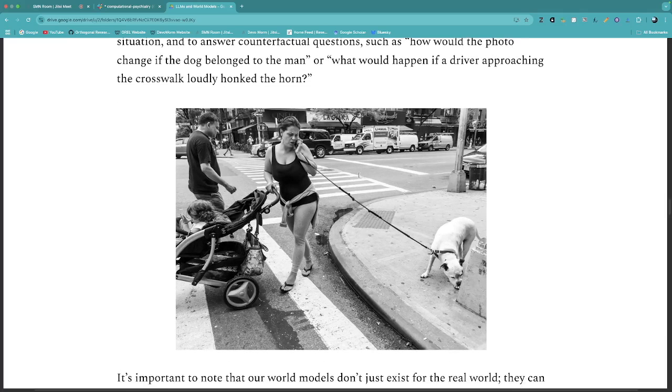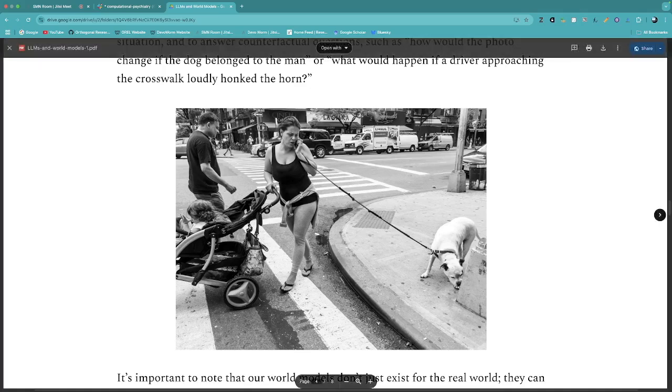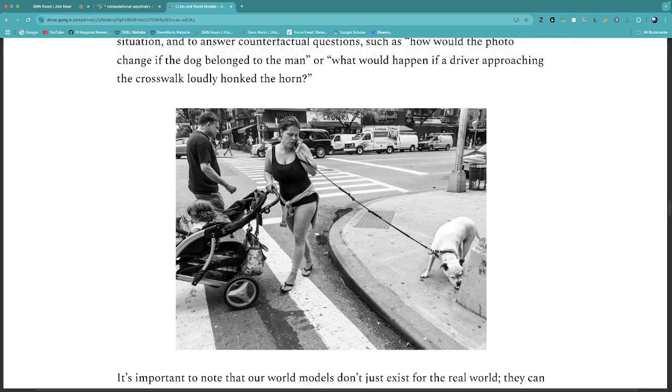So this is the picture here. This is a woman walking a dog and pushing a stroller with a child in it. And she's talking on the phone. She's doing like three different things at once. And, why is this all happening?